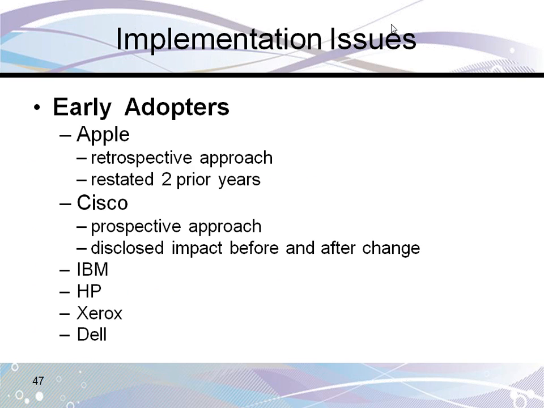Now, real quickly, some of our companies in the Valley that are public companies have adopted EITF 08-1. Apple did this, and they did the retrospective approach where they went back and restated the 2 prior years, so they presented 3 years of income statements under the new method. Cisco, another early adopter, chose the prospective approach. They disclosed what the impact was before and after the change.